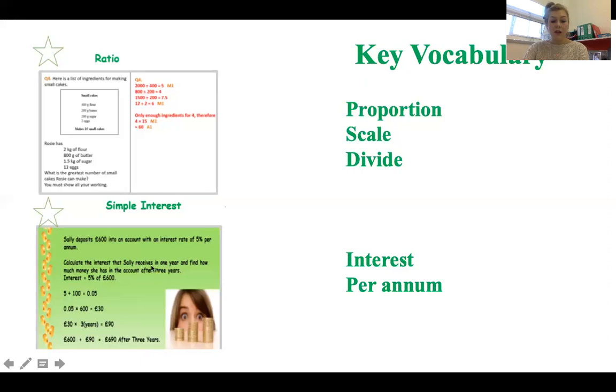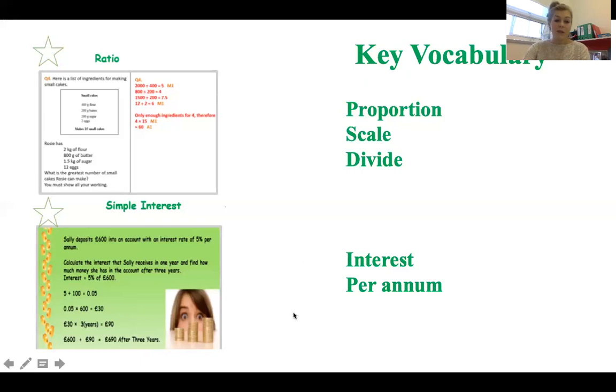So calculate the interest that she receives after 1 year. So we would find 5% of 600, and we can use our multiplier there. And then the second part of the question asks about how she would add it on for 3 years. So we would multiply that by 3 and then add that on to her original deposit. So simple interest is a good way of working out your percentage increases on top of an amount, and it's specifically linked to real life maths when you're working with bank accounts.